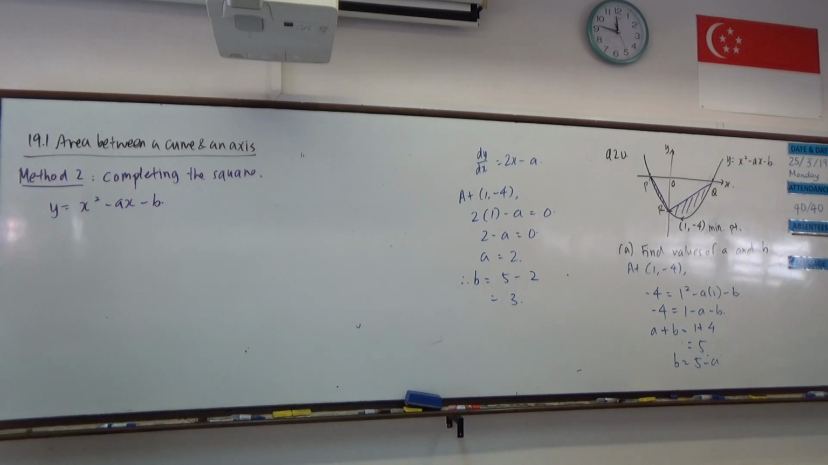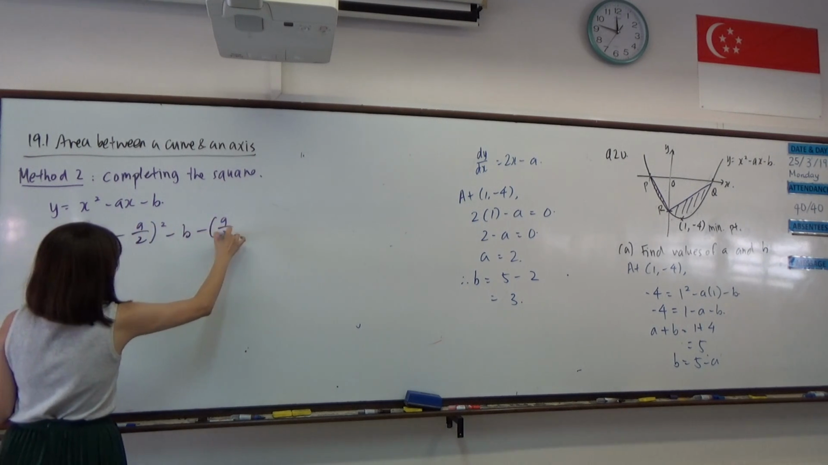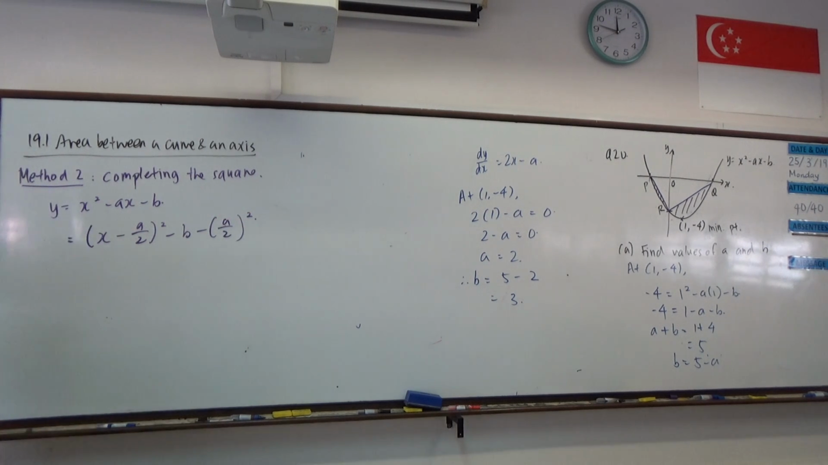Okay, so if we have this equation, how do we complete the square? Do you all remember? Remember, we take the coefficient of x divided by 2. Then after that, we have to minus away that square. Do you all remember that? Okay.